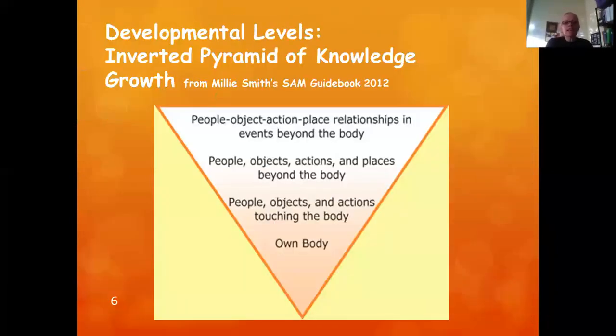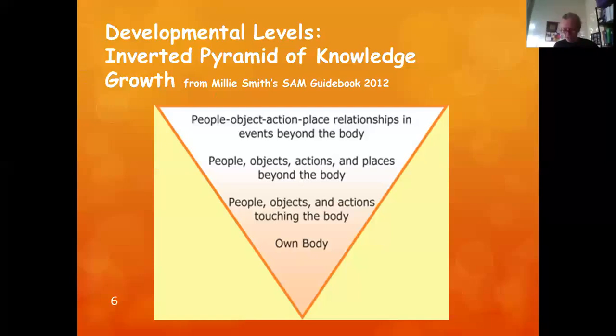I think I've shown this pyramid before in this presentation series, but I think it's important for us to remember and think about where our kids are and what all kids are learning, how they're moving up that continuum of learning. This is from Millie Smith's SAM guidebook. The first thing our kids learn about is their own body. Then once they learn a little bit about their own bodies, they start coming out a little bit more and they start learning about people, objects, and actions touching their body.